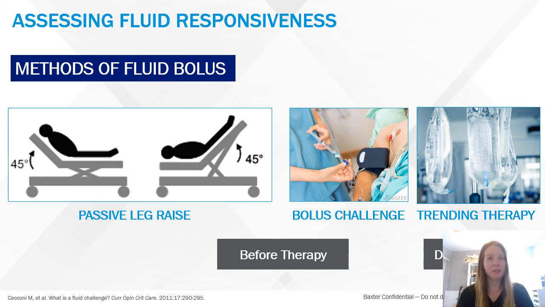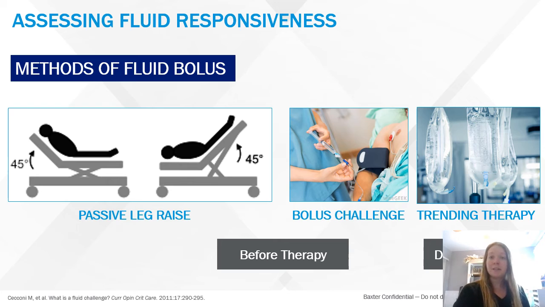So although passive leg raise should be the default dynamic measure to use when assessing volume responsiveness, not all patients can tolerate a passive leg raise. Some common contraindications could be acute respiratory failure, ICP precautions, a trauma with hip dislocations, or patients who don't have legs, so bilateral amputees.